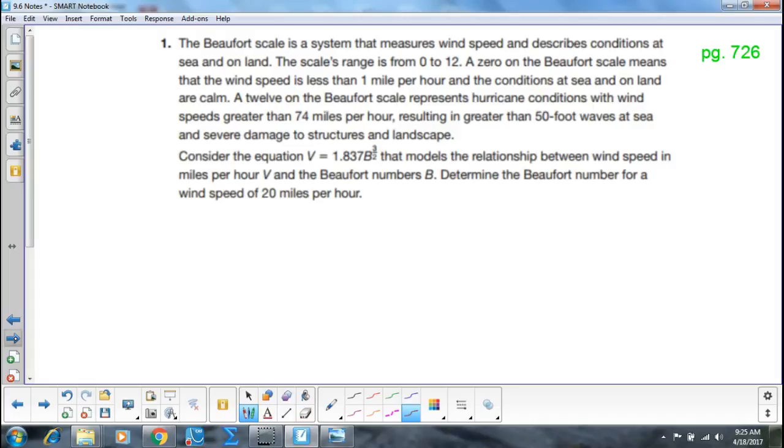Wind speed in miles per hour is V and the Beaufort number is B. Determine the Beaufort number for a wind speed of 20 miles per hour. Okay, so 20 miles per hour here is what, V or B? V. Okay, so my equation then becomes 20 equals 1.837b to the 3/2 power, and we need to solve for B. Make it so.